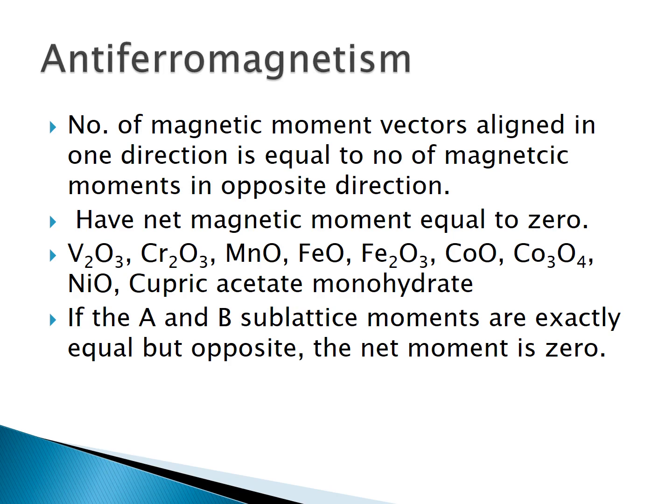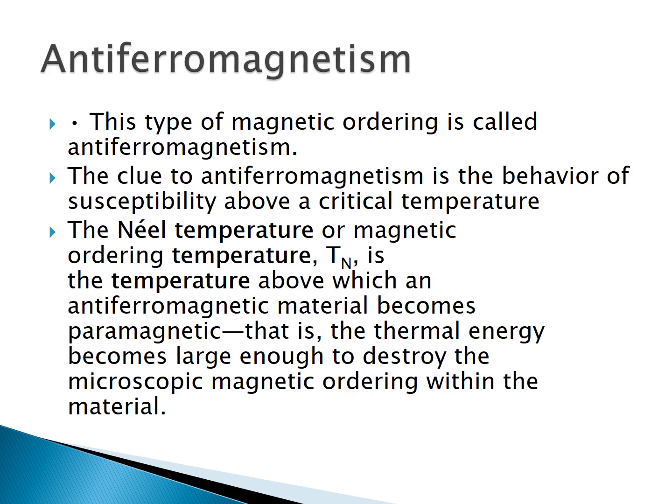The examples are V2O3, Cr2O3, manganese oxide, iron oxide Fe2O3, cobalt oxide Co3O4, nickel oxide, and cupric acetate monohydrate. If the A and B sublattice moments are exactly equal but opposite, the net magnetic moment will be 0. This type of magnetic ordering is called antiferromagnetism.